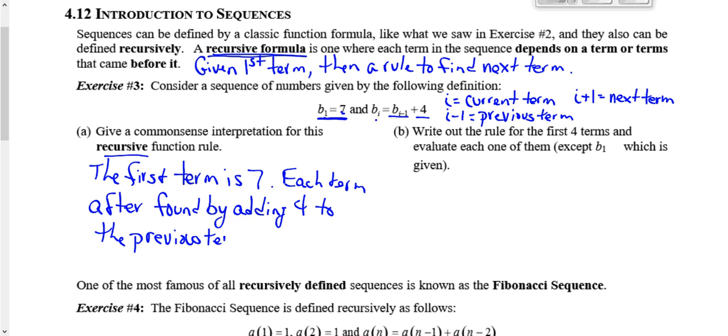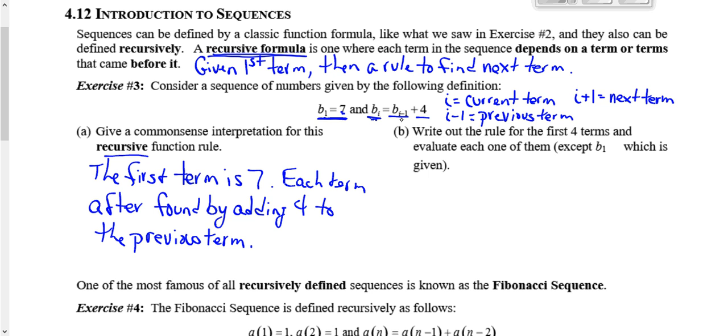All right, so what do all those symbols mean? I, or it could be N, is the term you're currently looking at and want to know. You go back to the rule and ask, what's the rule? Well, the ith term you're looking for, you just take the previous term, the term right before it, and add 4 to it. That's it. So let's write out the rule for the first 4 terms.